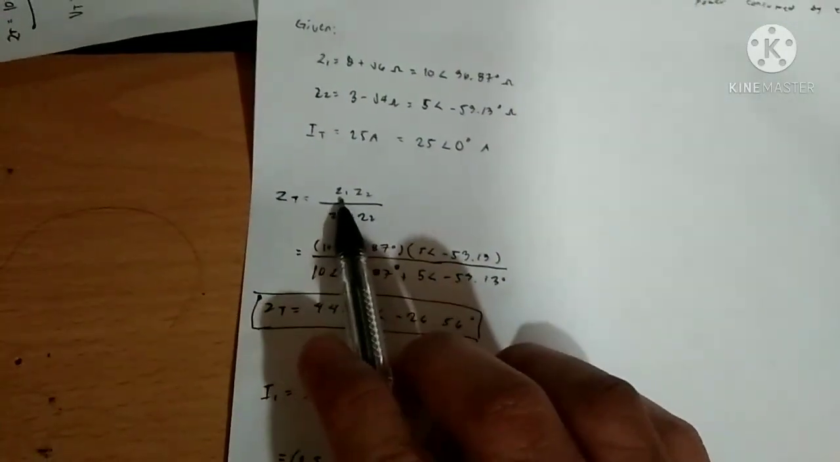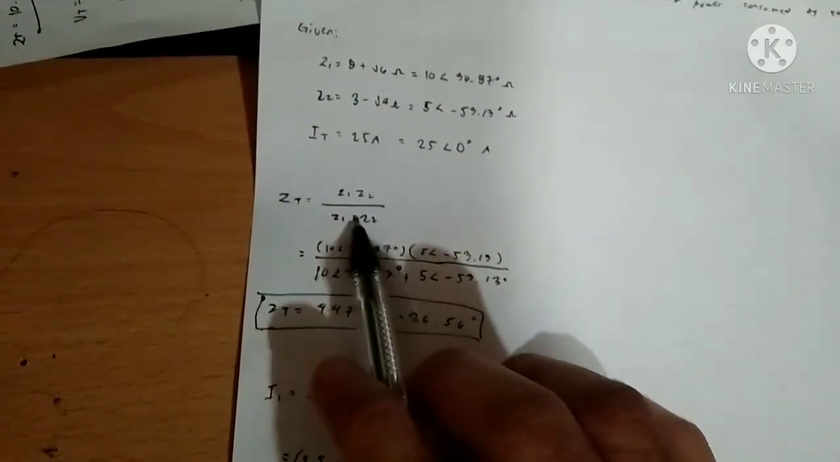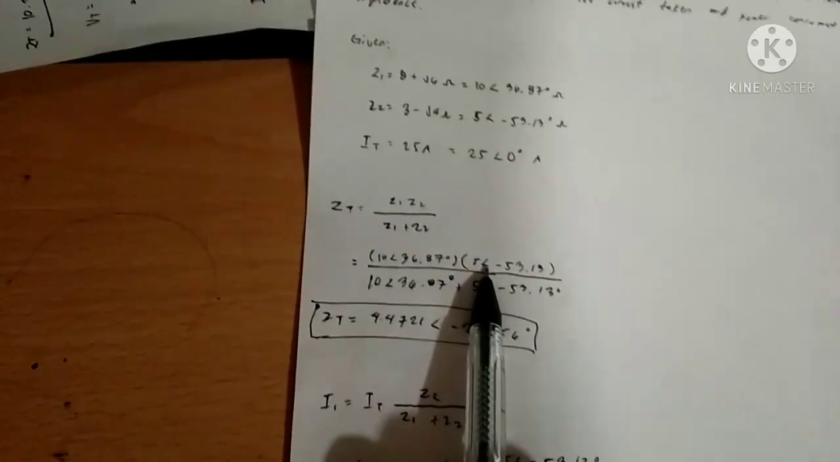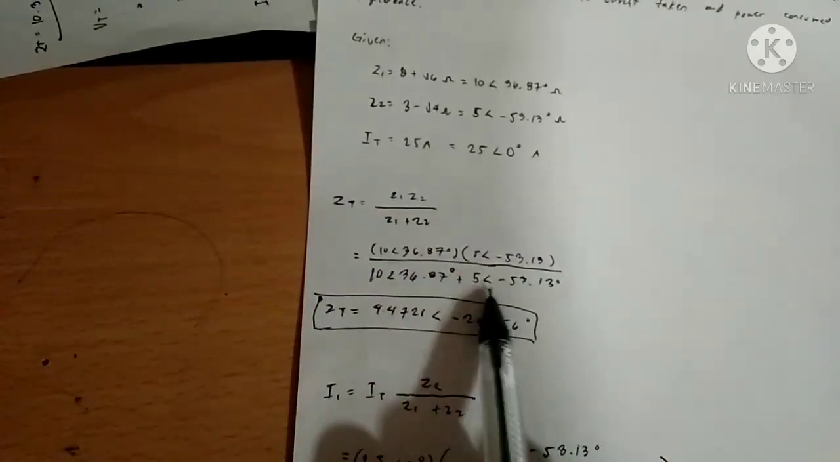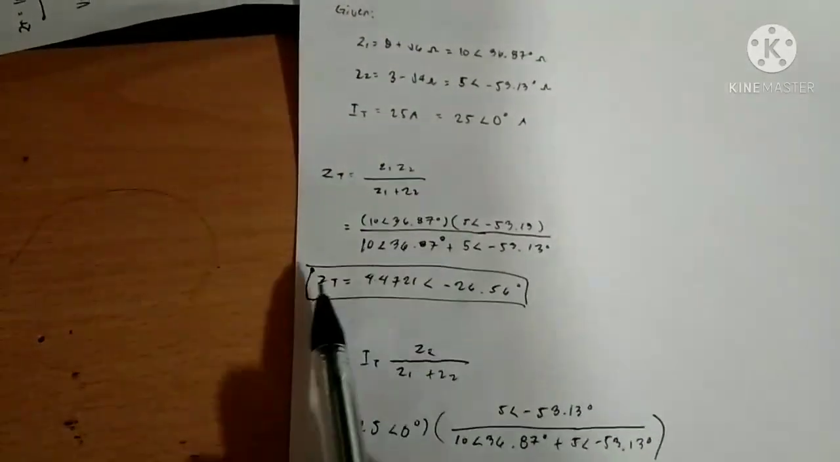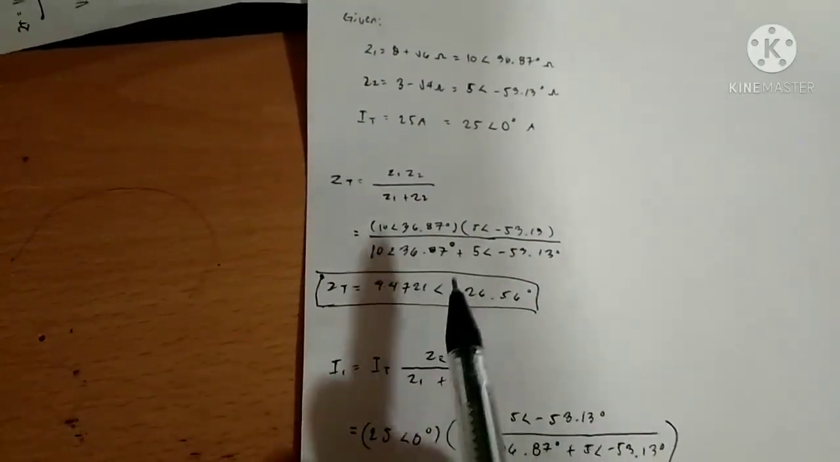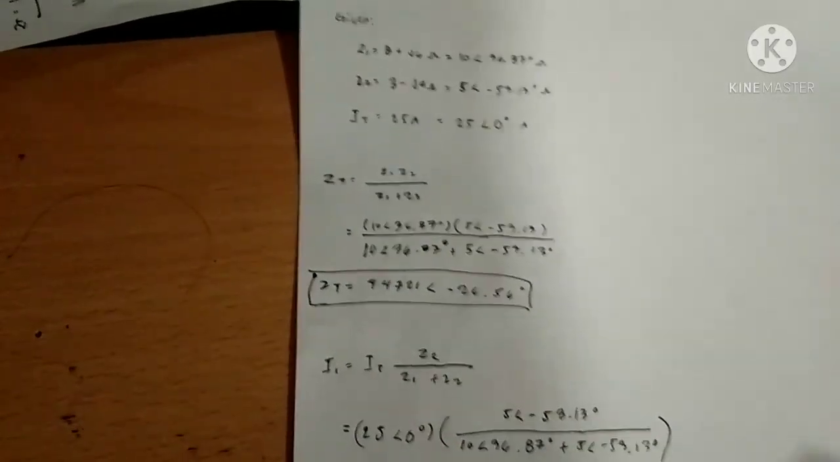So the formula we'll have to use is Z total is equivalent to Z1 times Z2 over Z1 plus Z2. Both Z1 and Z2 are given, so we can substitute them. Z1 will be 10 angle 36.87 times 5 angle negative 53.13, over the sum of Z1 and Z2, so we'll write 10 angle 36.87 degrees plus 5 angle negative 53.13 degrees. If you use your calculator correctly, it will equate to the Z total being 4.4721 angle negative 26.56.